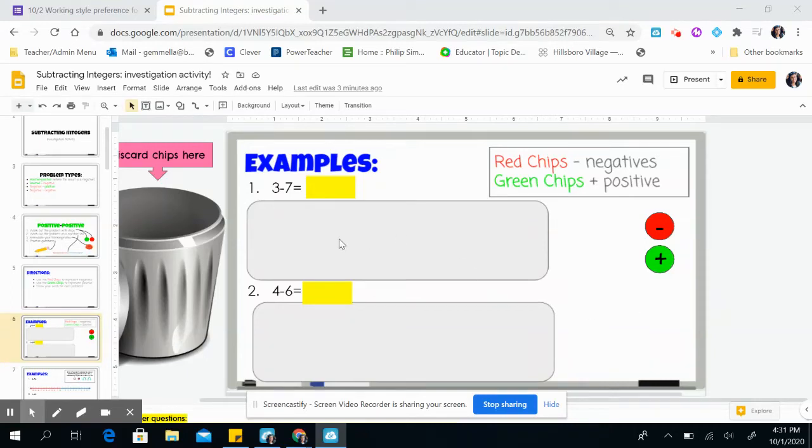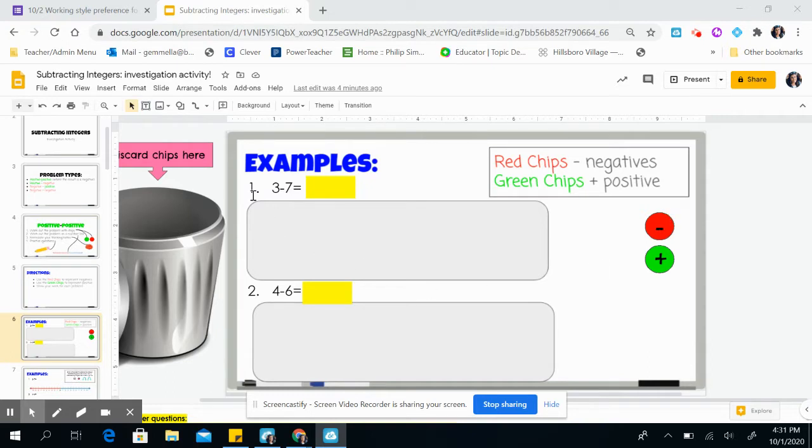Okay, we're going to start our first subtraction example. So I'm going to show you how you can think about using these chips to solve your subtraction problems. So for this activity, the green chips are going to be positive, so they're going to be worth 1 positive, and the red chips are going to be worth 1 negative.